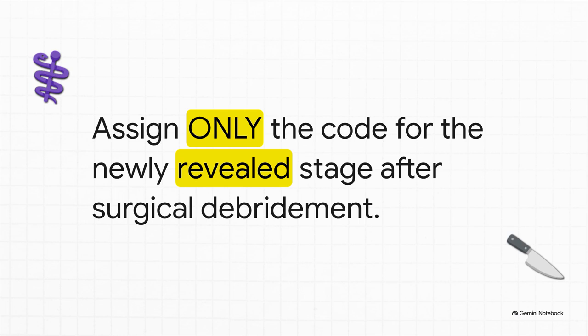So what exactly happens when a surgeon intervenes on that unstageable ulcer? Well, enter the debridement rule. If the true stage is revealed after they surgically remove that dead tissue, you assign only the code for the newly revealed stage. Meaning, if scraping away the eschar reveals a Stage 3 ulcer underneath, you just code the Stage 3. You actually drop the unstageable code entirely for that specific encounter.